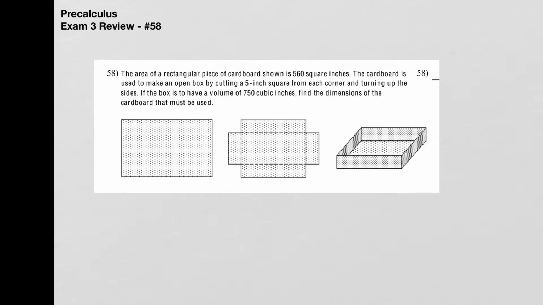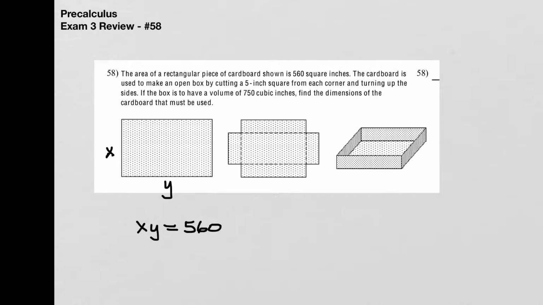In this problem, we need to find the dimensions of a piece of cardboard that's going to be used to make an open box. So we're told, first of all, that the area of the rectangular piece of cardboard is 560 square inches. So if I label the sides x and y, then I know that x times y equals 560. So that's my first equation.